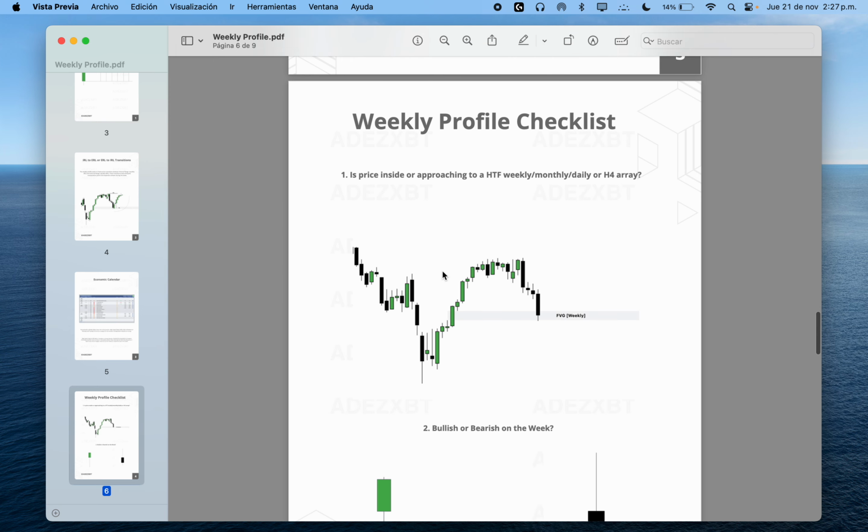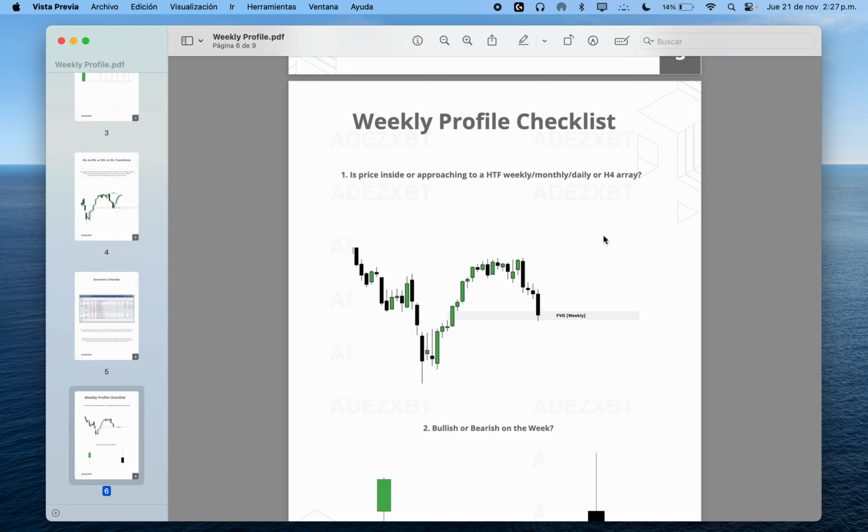So, weekly profile checklist. We're going to do this step by step on a real chart, and I'm going to show you real examples, so don't worry. Is price inside or approaching a high time frame level on the weekly, monthly, daily, or H4 array? What this means is we want to be using H4, daily, weekly, and monthly arrays. Ideally, weekly, monthly, and daily. We can use the others also to frame trades, but of course these ones are going to be stronger. And if we have all these 3 or 4 in sync, that's a really nice point of interest to look for longs.